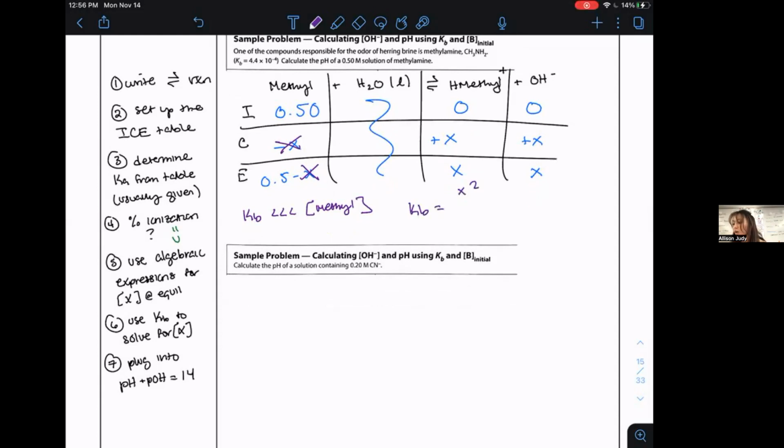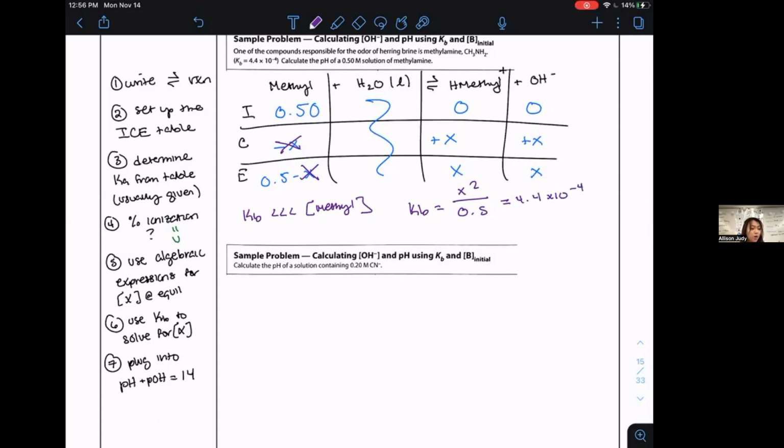And if you can find the OH, you can find the pH. There it is. If you can find the OH, you can find the pH. So we have X squared all over 0.5. Okay. And then when you solve for that, you set it equal to 4.4 times 10 to the negative fourth.